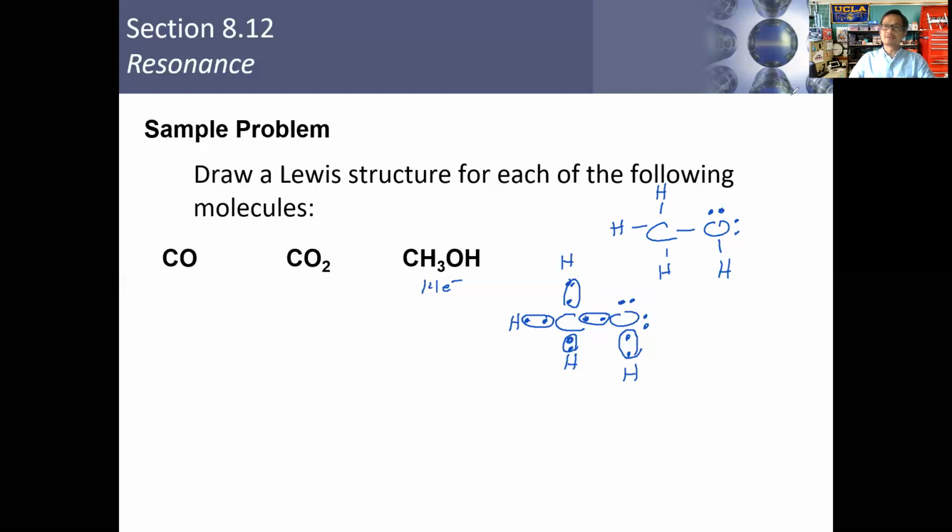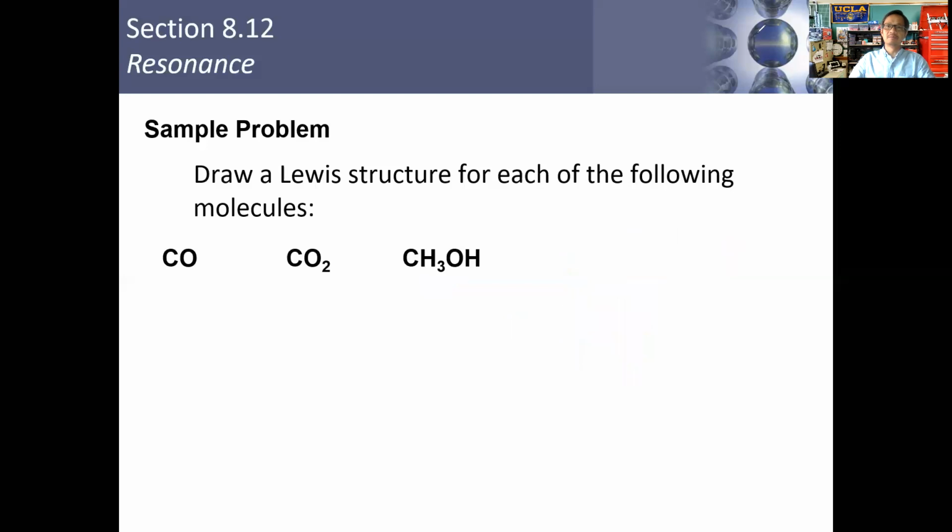But at a certain point, as you get better at this, you're going to be able to see how to draw out these structures and where the atoms should go. Okay, let's take a look at one last one here. So we have the cyanate ion. Let's go ahead and draw this one here.